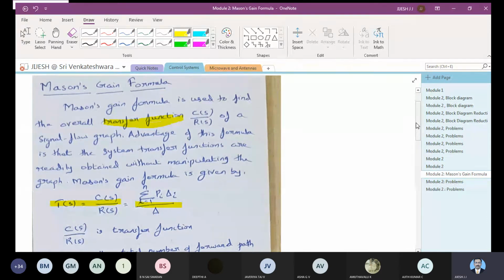So when you solve some numericals, you will be able to understand better than here. When you solve the first numerical, you will come to know what the loop and the loop gain are, how this has to be written in the formula, and how to solve it. We still have to discuss delta and delta I. We'll see that. Once you complete it, just let me know. This is the equation you have to understand: summation of I equal to 1 to n, Pi delta I divided by delta.